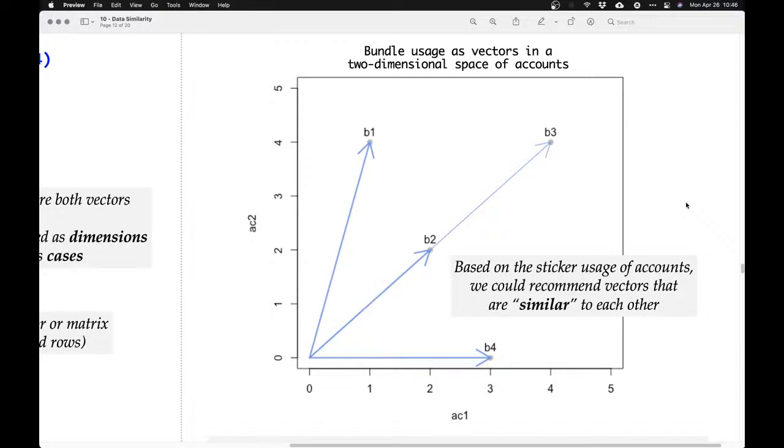There's a couple of answers here, at least. The distance, right? One is you could use the distance, like from B1 to B4 is very far away, right? From B1 to B2 is closer, so I might recommend B2 to a user of bundle 1. But do note, B3 is almost as far away as B4. What's that? Similar direction. What could you measure to measure whether two things are in a similar direction?